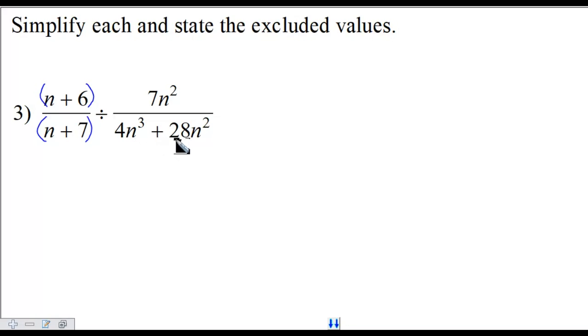4n cubed plus 28n squared. Do these 2 terms have something in common? Yes, they're both divisible by 4n squared. When I do that, I'm left with n plus 7.